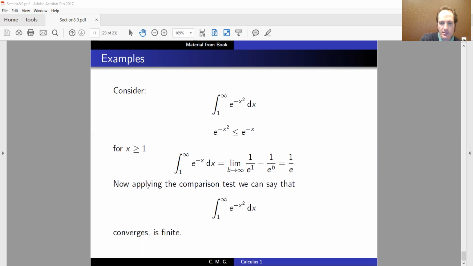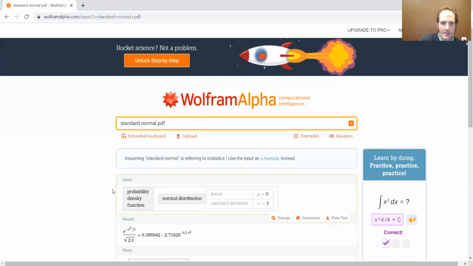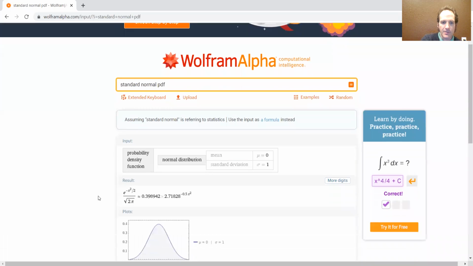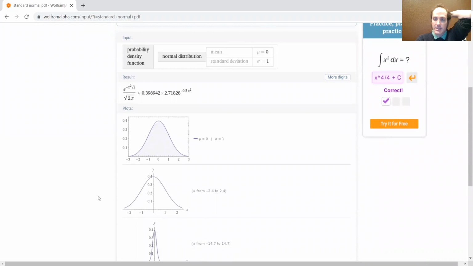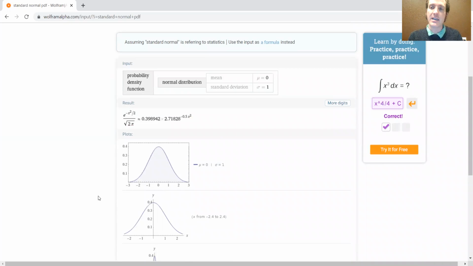So let me show you what this looks like. I'm going to show you Wolfram Alpha here. The standard normal probability distribution function is the one that you learn about in your statistics classes. In statistics, you're given a table and told, if this is the mean, and I know my standard deviation, I can tell you within so many standard deviations how much of the area is underneath the curve.